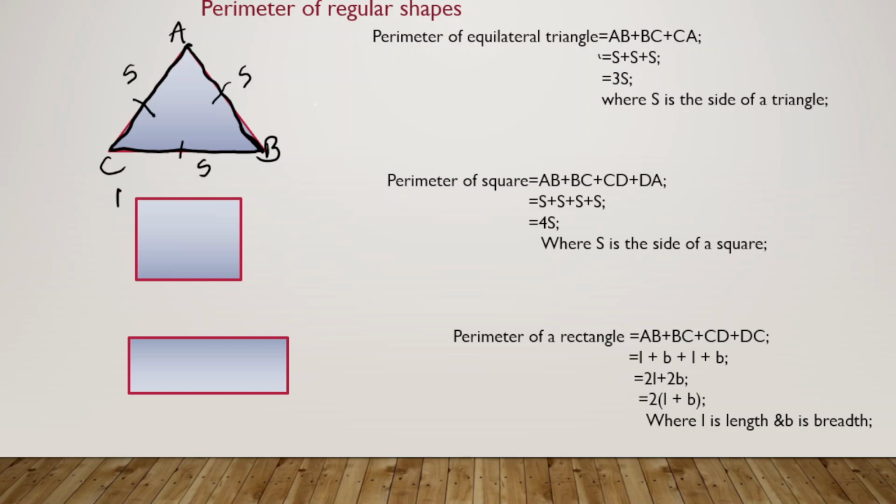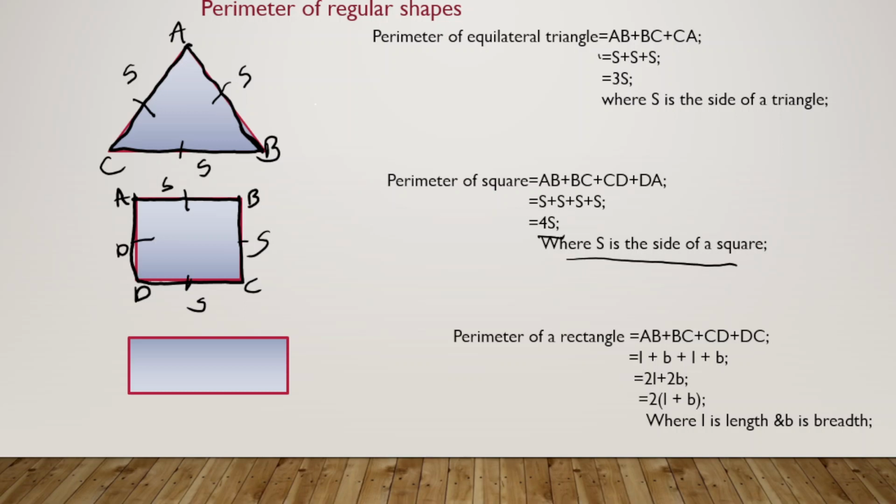To find out the perimeter of a square, suppose this is A, B, C, D, and you know that in a square all the sides are equal. Let's assume the side as S. The perimeter is the distance covered along all the boundaries once, so we start from A. AB is S, BC is S, CD is S, and DA is S. So this is S plus S plus S plus S, which is 4S. So the perimeter of a square is 4S, where S is the side of the square.